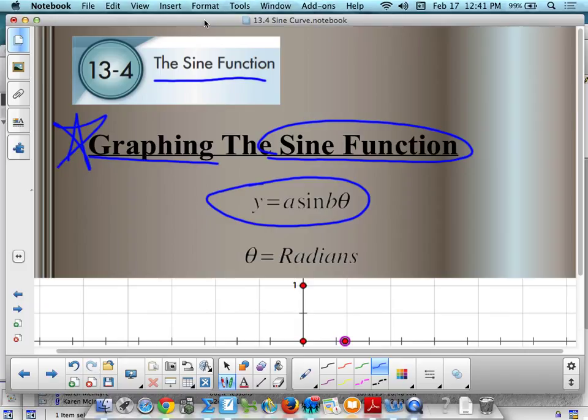Y equals what? A times sine of B theta. Doesn't that look like a lot of stuff in there? Guess what? I'll make it really easy for you today. Come on over here and let's do this.